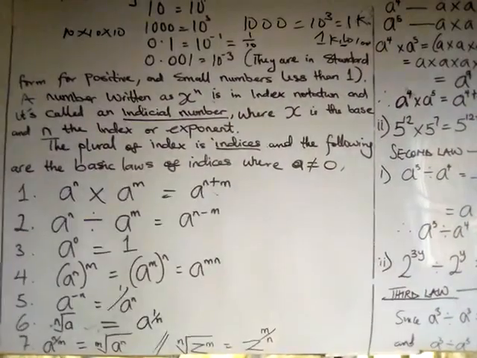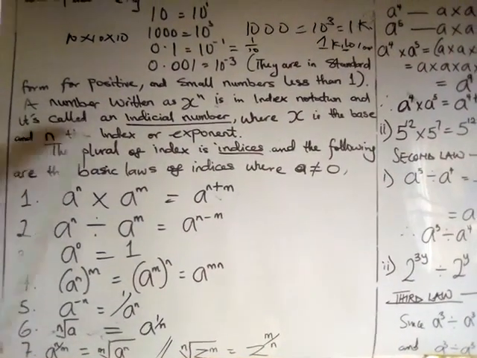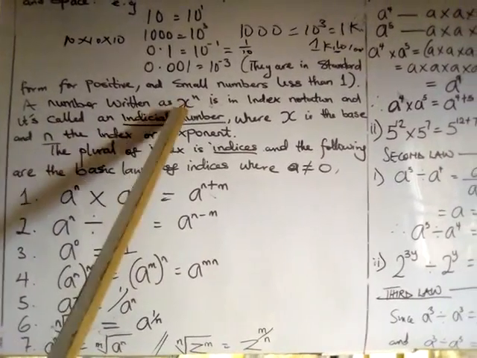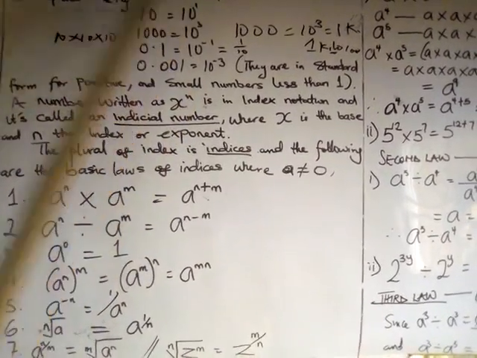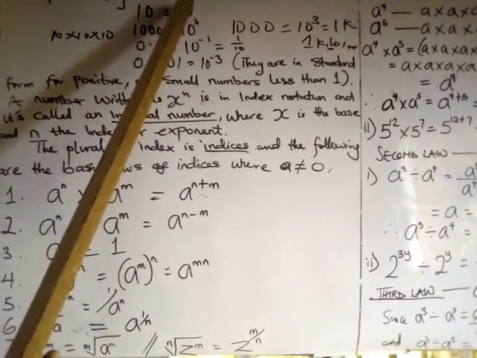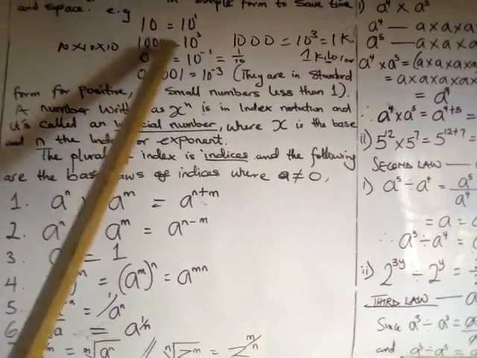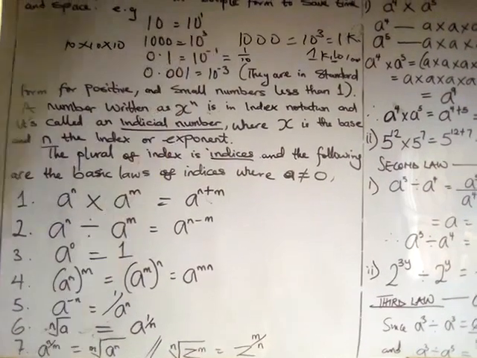Index notation. It is called what? Indicial number. When you see x to the power n, it is called an indicial number. So the indicial form of 1000 is this.